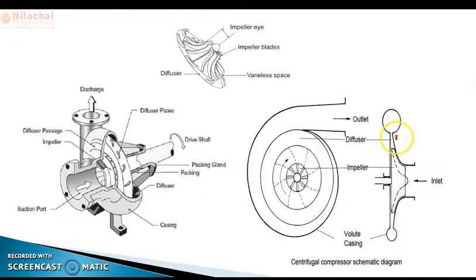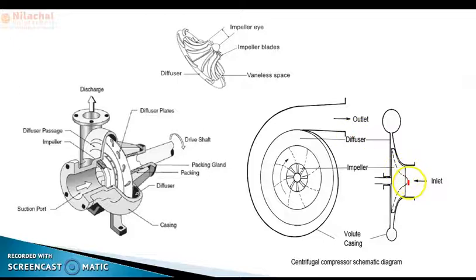Here you observe, this is the first diagram I am showing you. This diagram you have to draw in the exam. Now you see, this is the side view and this is the front view. In the centrifugal compressor, the refrigerant enters axially through the eye and exits radially. Later I will show you in the animation video how it enters axially and exits radially.